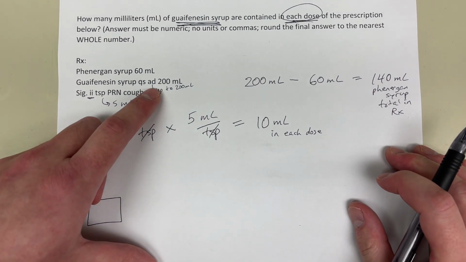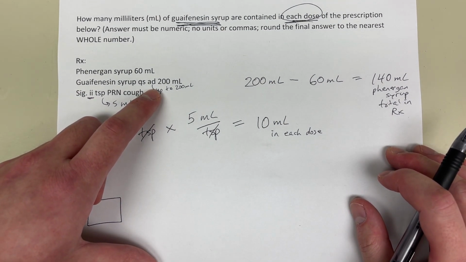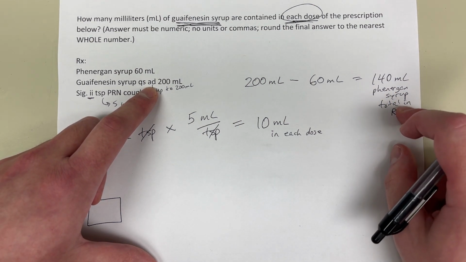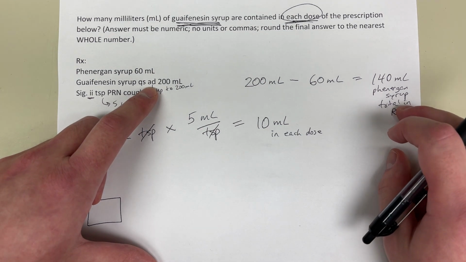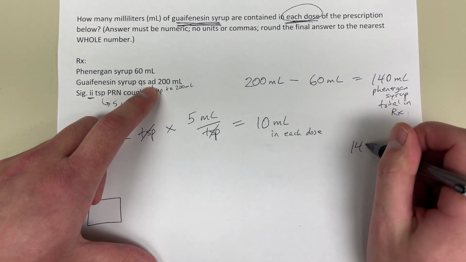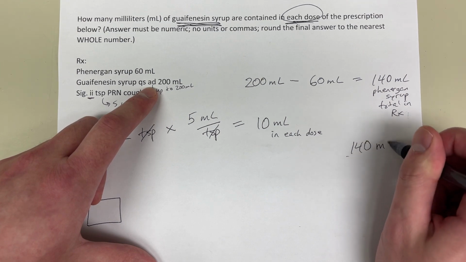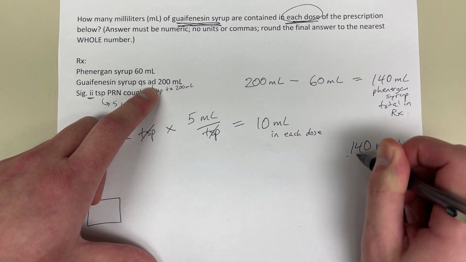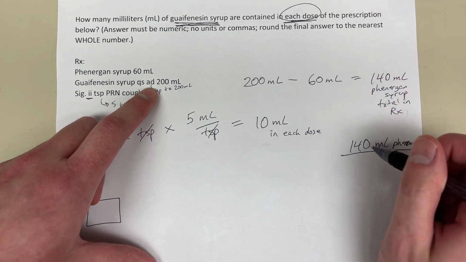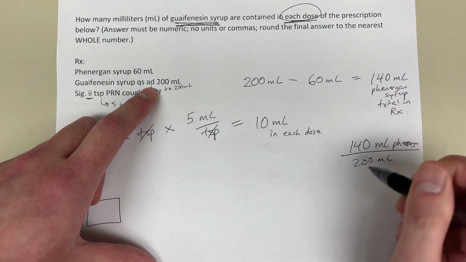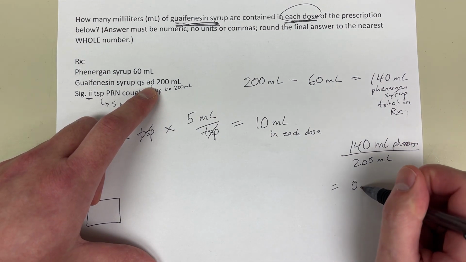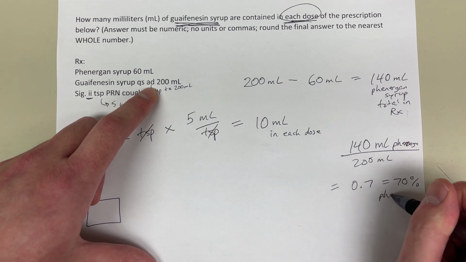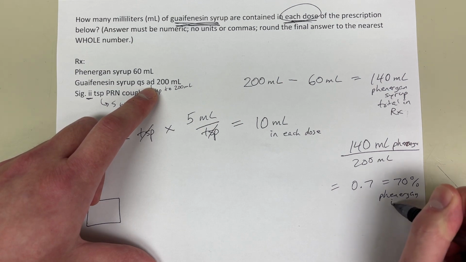And so now we want to know what percentage of Guaifenesin is in the prescription. So there's 140 milliliters of Guaifenesin in the total amount in the prescription, which is 200 milliliters. So that equals 0.7, or also 70%. So 70% is Guaifenesin in the total prescription.